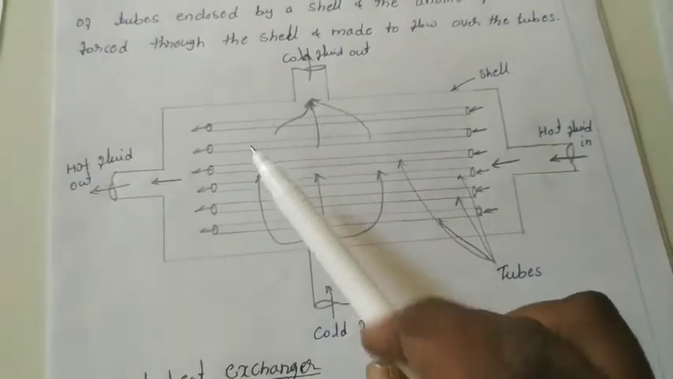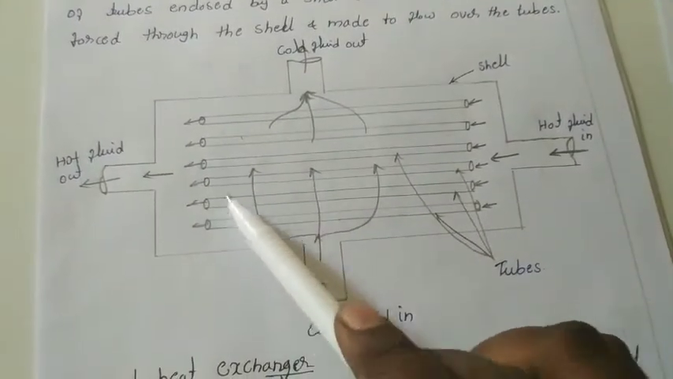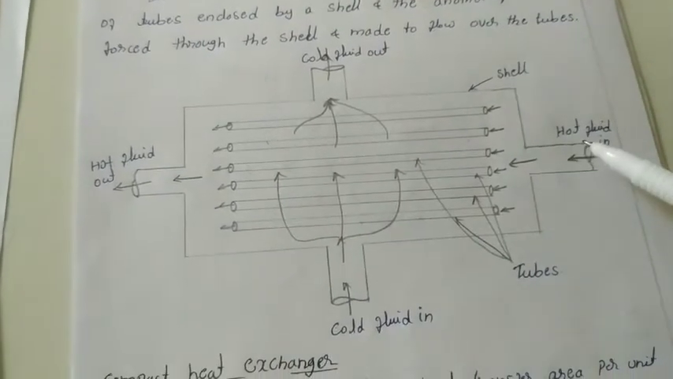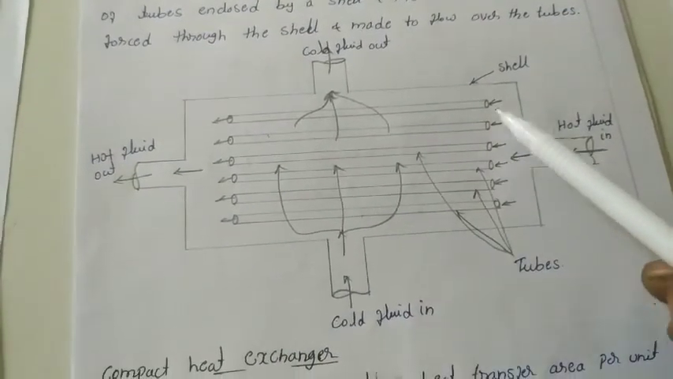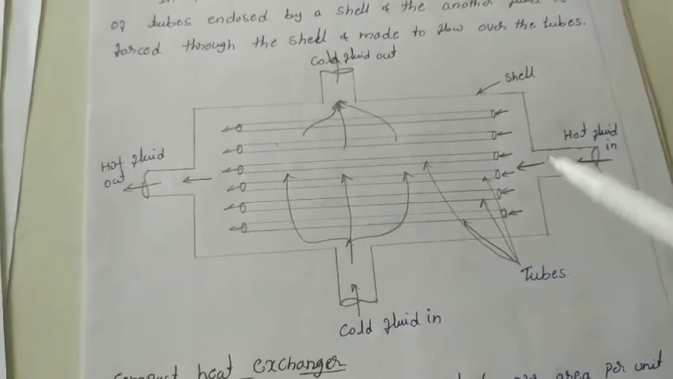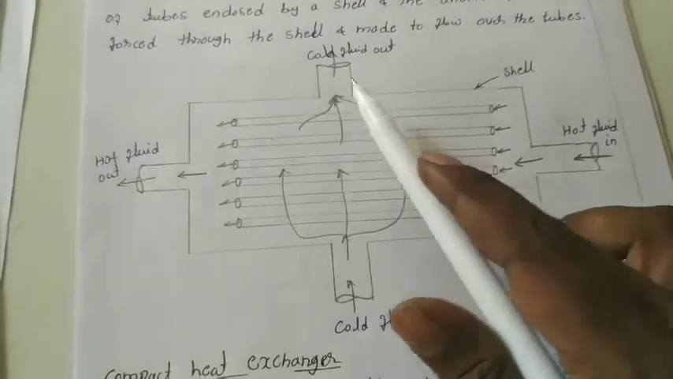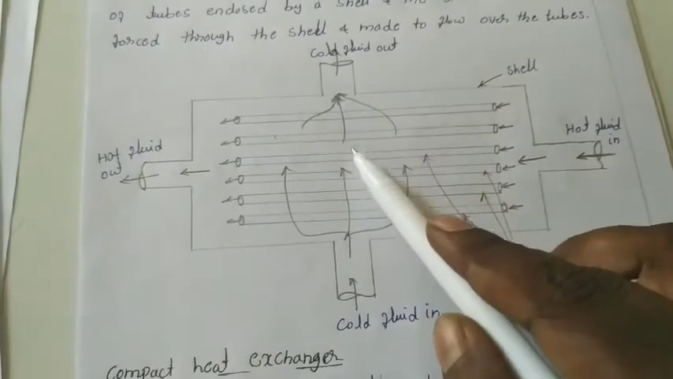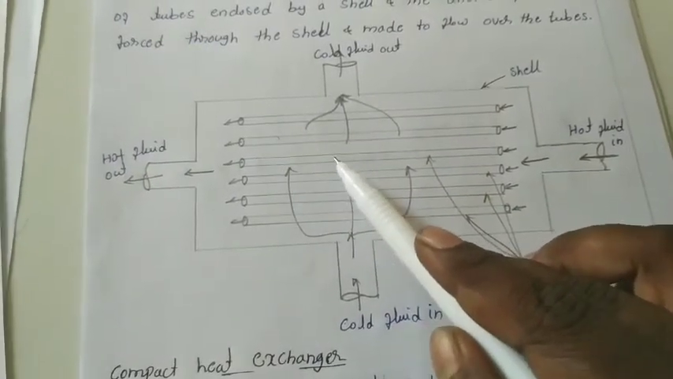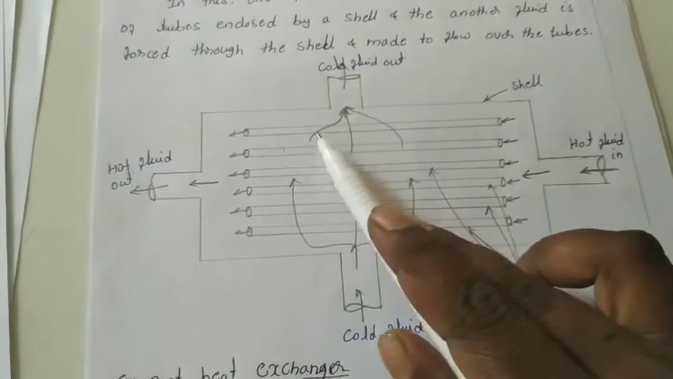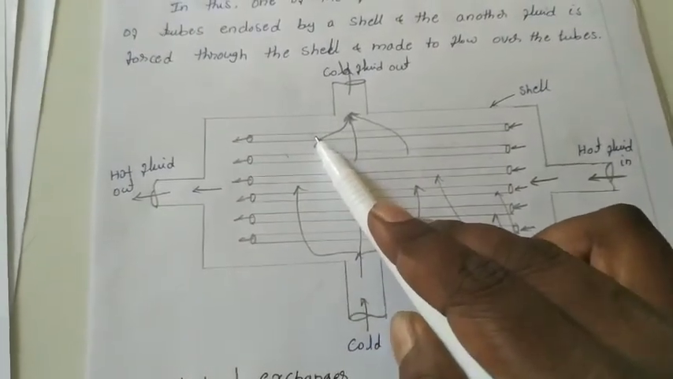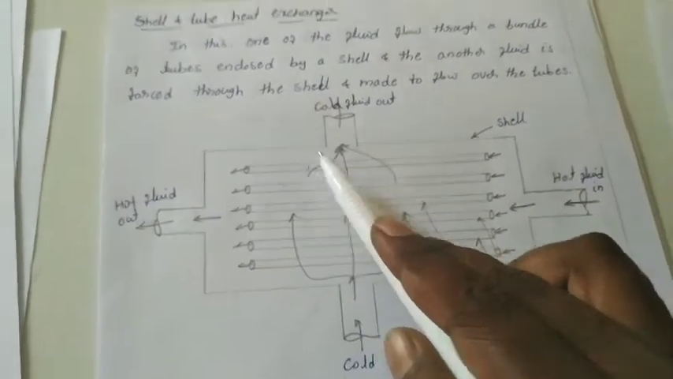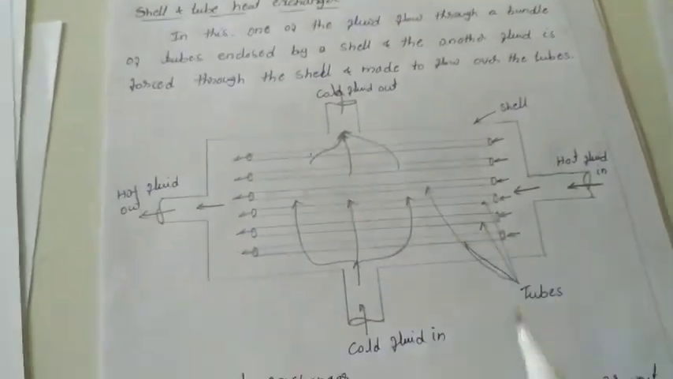For example, look here. These are the tubes that are used, a bundle of tubes. Within the tubes, the hot fluid may flow inside the tube. At the same time, we force the cold fluid to flow over the tube. It should flow over the tube, not inside the tube. Hence, the heat exchange takes place from the hot fluid in the tube to the cold fluid. So this is called a shell and tube heat exchanger.